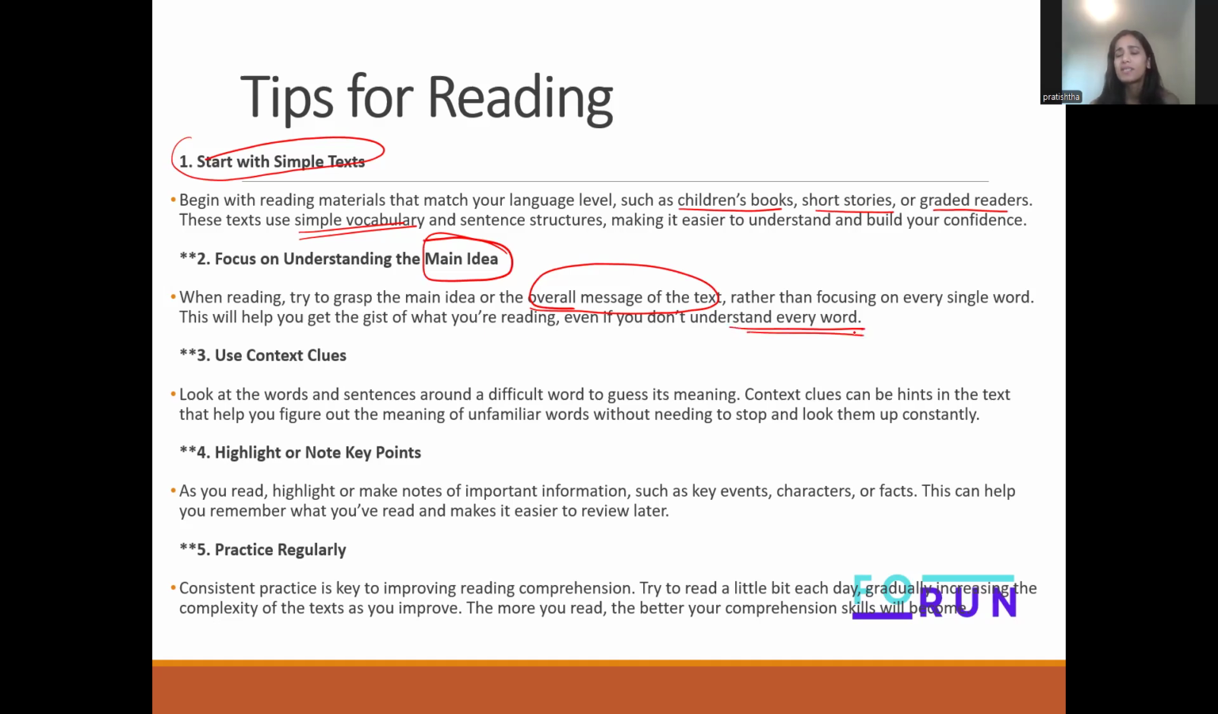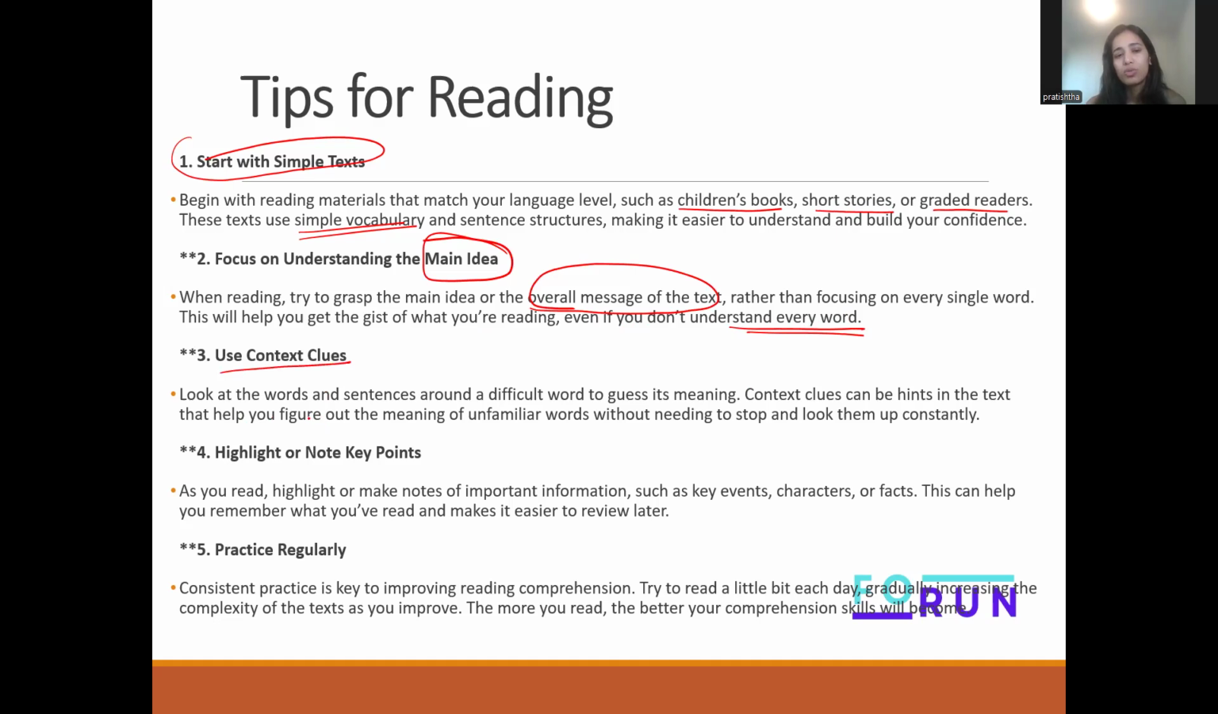So it's not important to understand each and every word. It's just important to understand what it can mean, right? So you have to try to do it like that, because you cannot learn thousands of vocabulary words in one go. You cannot do it, right?